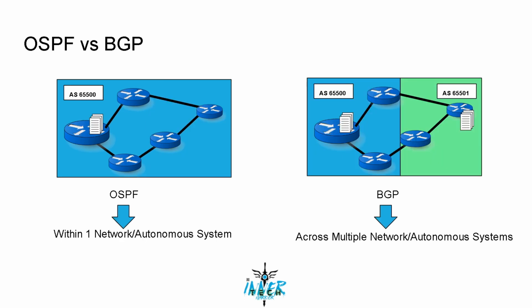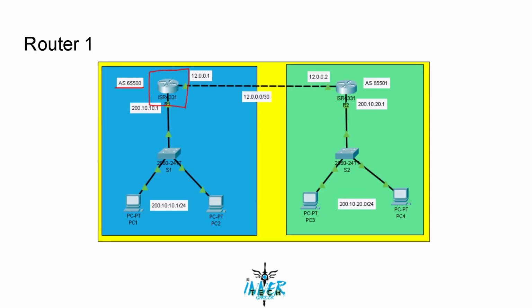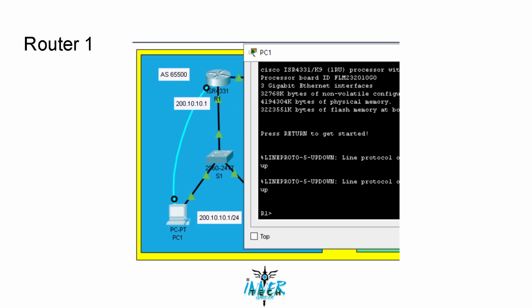So essentially, OSPF is routing within one network or one autonomous system, and BGP is for routing throughout multiple networks or throughout different autonomous systems, which is why BGP is used for the internet. So let's start with router 1 in autonomous system 65500. Let's use PC1 to console in.